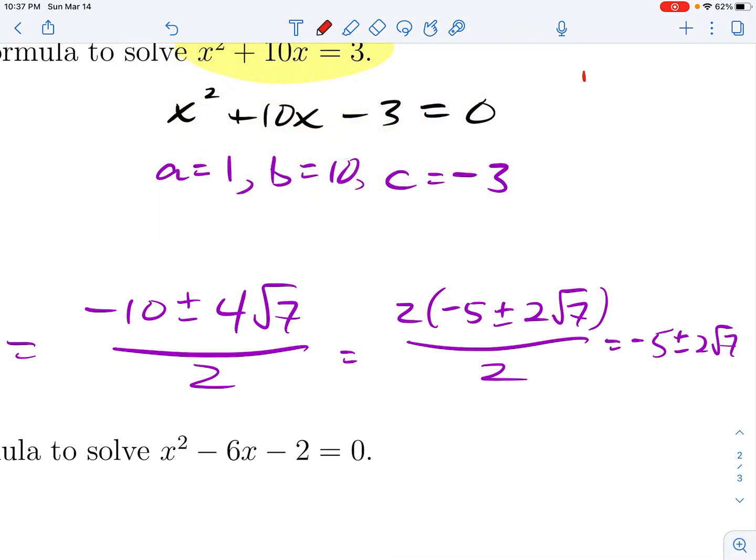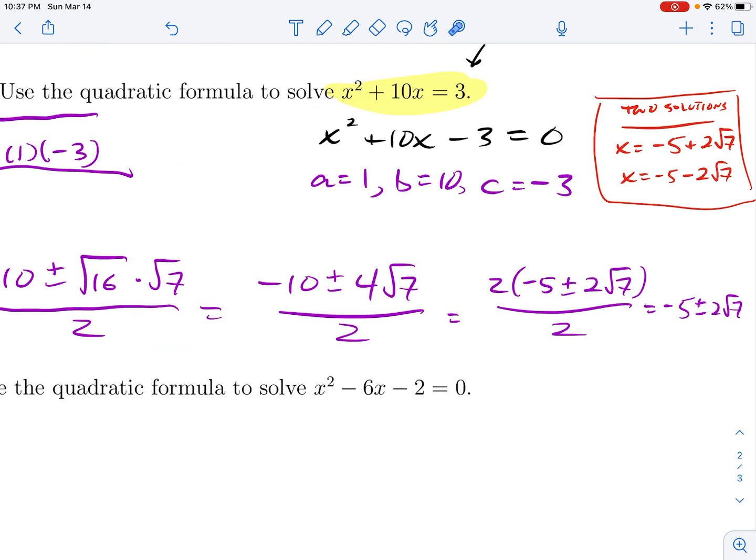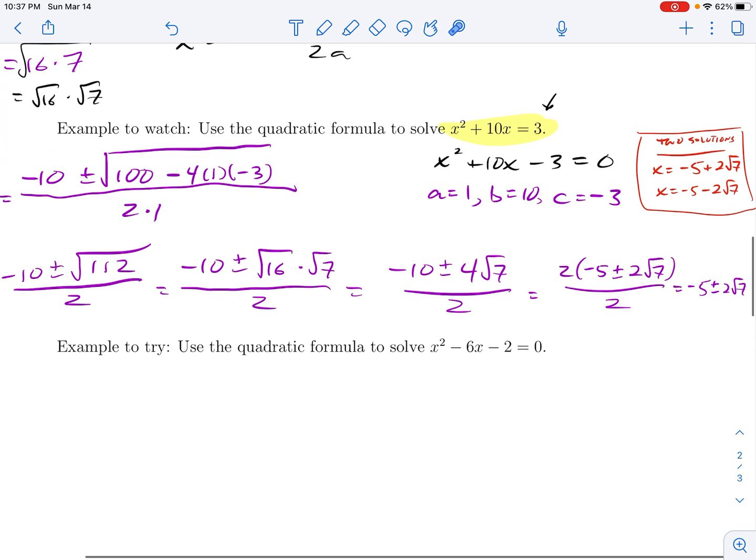So there are 2 solutions. At the end, I like to write them separately just to emphasize that I know what the plus minus really means. One of my solutions is negative 5 plus 2 root 7. One of them is negative 5 minus 2 root 7. And we'll do a little work in class to just practice simplifying radicals because I think you're very rusty at it.